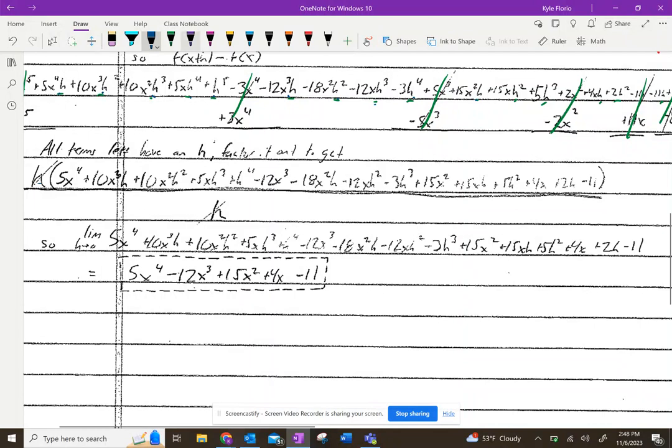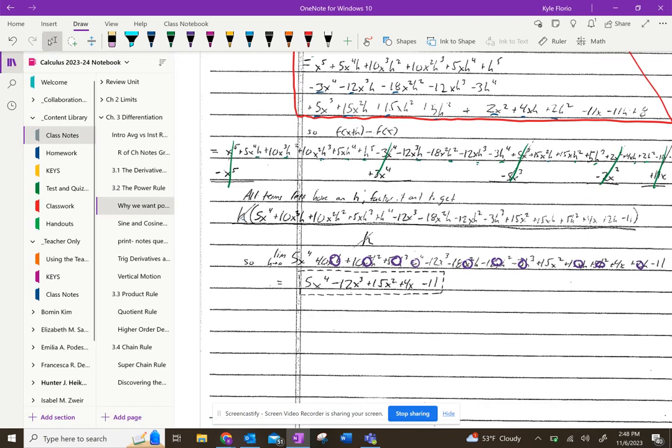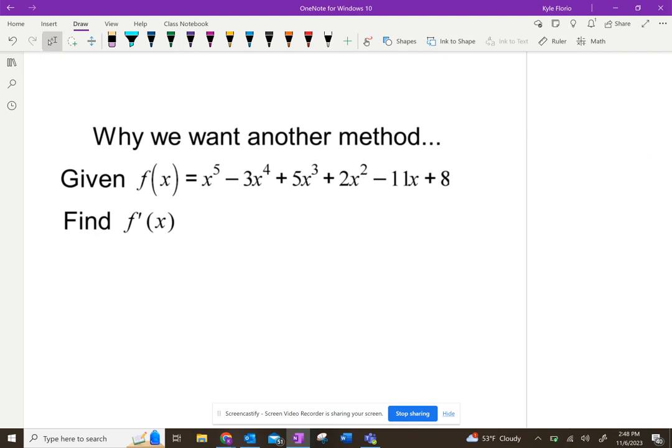And as h goes to 0, now that the h's divide out, I can plug in 0, so this h becomes 0, this term becomes 0, this becomes 0, and every term with an h in it becomes 0. The remaining terms are the 5x to the fourth, the minus 12x cubed, the 15x to the second, the 4x, and a minus 11. So that's how we can find the derivative. And there's a shorter way of doing it, and that's what the power rule is going to be.